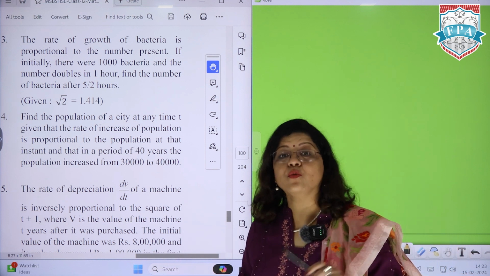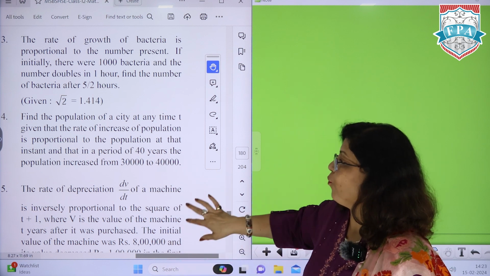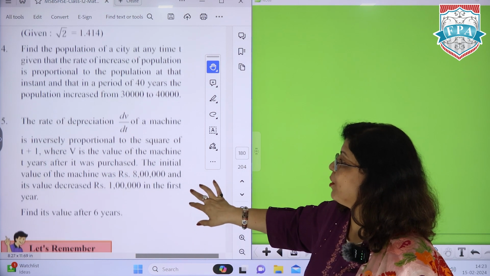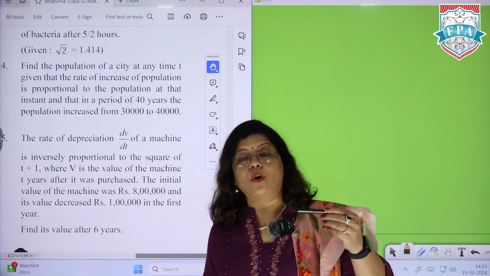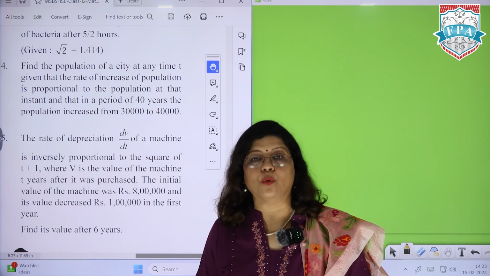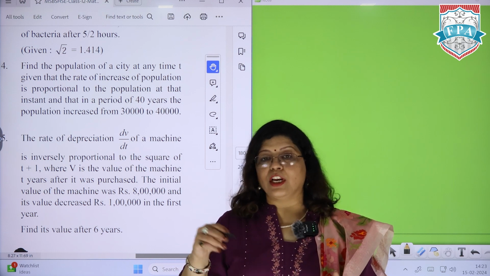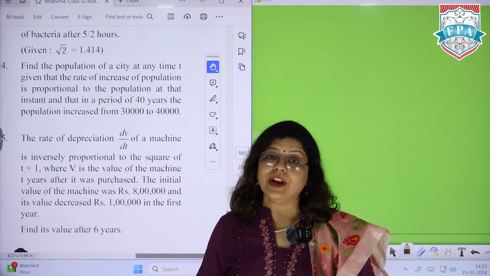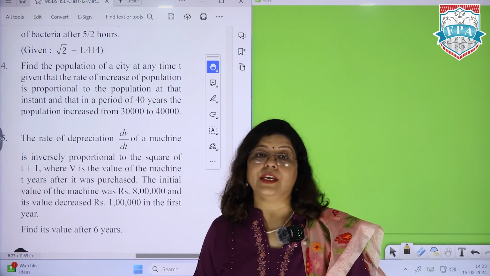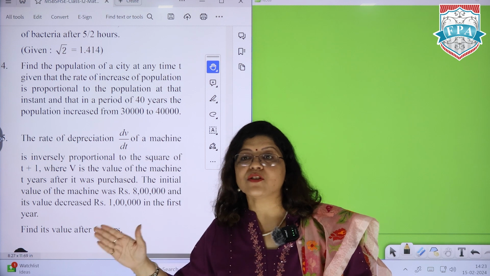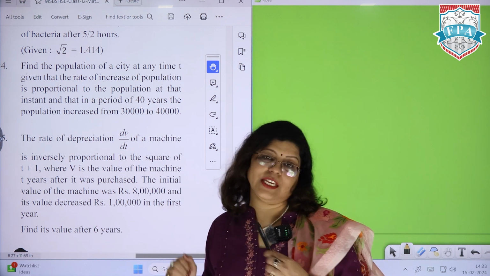It can also be used for the rate of radioactive decay. It can also be used for the rate of depreciation of a machine. The only thing is, when we are talking about growth, such as population growth or bacterial growth, your equation will be dp by dt directly proportional to p, and when we are talking about depreciation or radioactive decay, it will become minus of that variable, and then you will be able to come to the answer in the same manner.